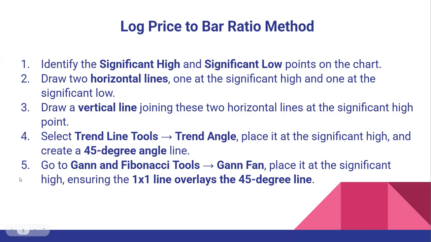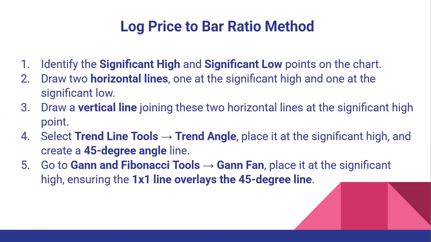First thing, you need to identify the significant high and significant low points on the chart. That is swing high and swing low on the chart. Draw two horizontal lines. I am going to show it on the chart. Do not worry. Please listen to me. Draw two horizontal lines, one at the significant high and one at the significant low. And draw a vertical line joining these two horizontal lines at the significant high point.